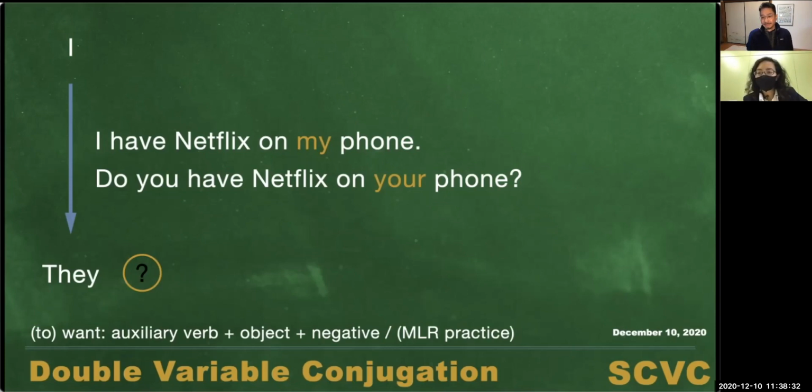Ready? I have Netflix on my phone. Do you have Netflix on your phone? You have Netflix on your phone. Does he have Netflix on his phone? He has Netflix on his phone. Does she have Netflix on her phone? She has Netflix on her phone. Does it have Netflix on its phone?